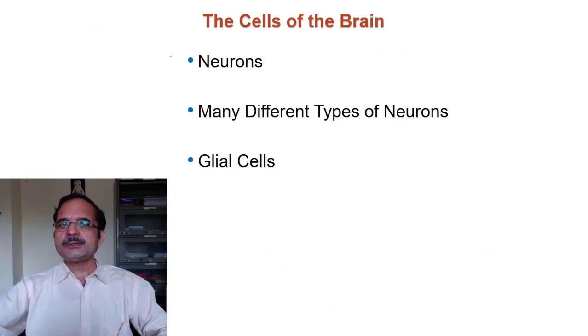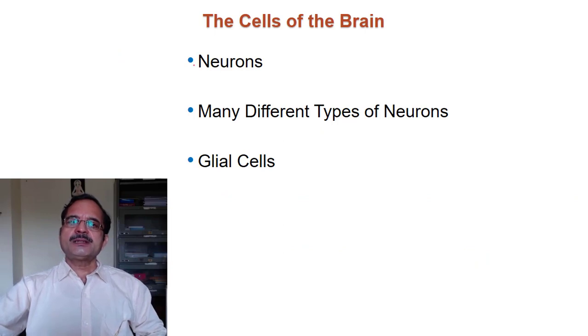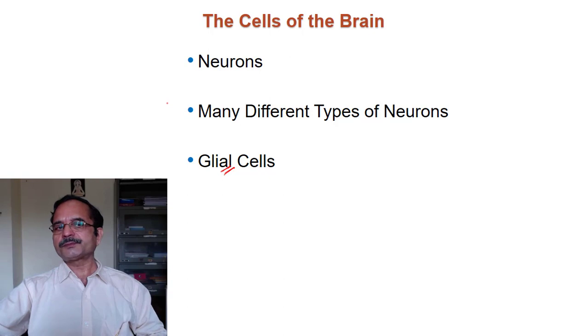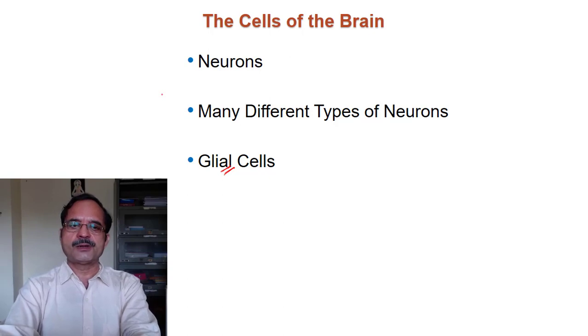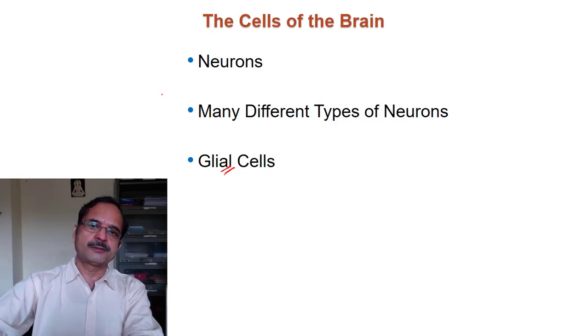Okay. Now, as we discussed, the brain is made up of neurons, and there are many different types of neurons. Apart from neurons, there are some other types of cells in the brain called glial cells. As I told you earlier, glial cells do not take part in communication. That means glial cells do not generate any electrical impulse. Their functionality is to protect the neurons.